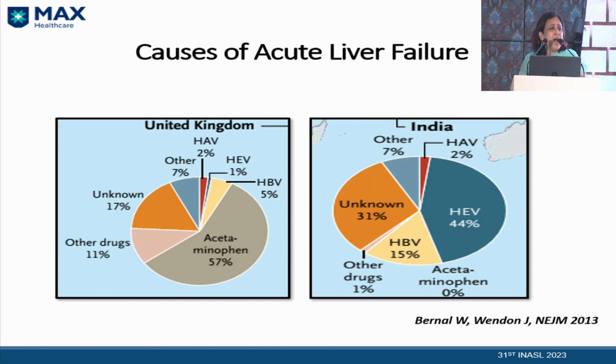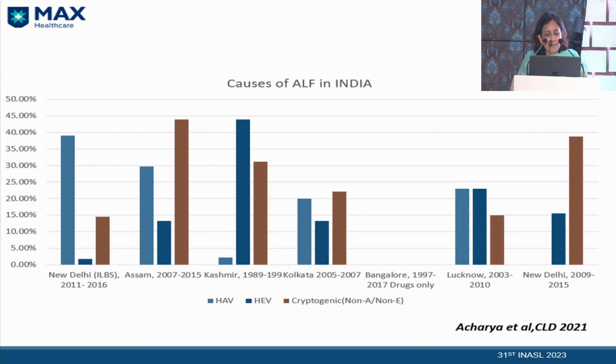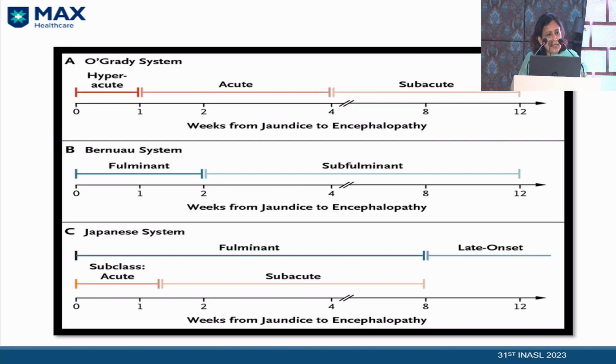The etiologies are different in different parts of the world. In India, it's mostly viral. DILI and CAM are also very responsible, and as Dr. Ipan said, rat poisoning. So all these etiologies need to be treated, understood and managed accordingly.